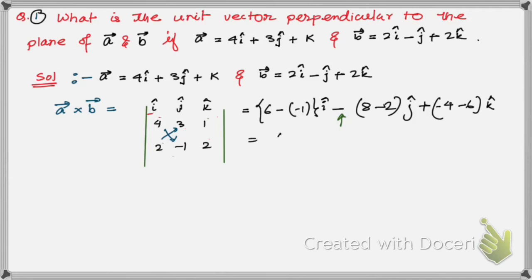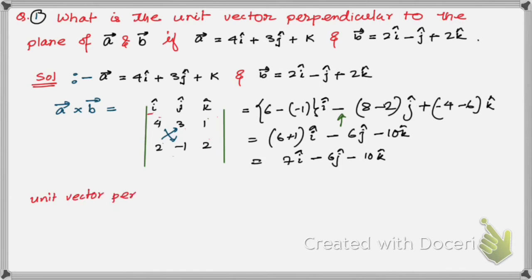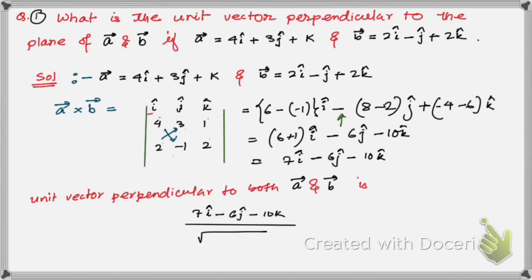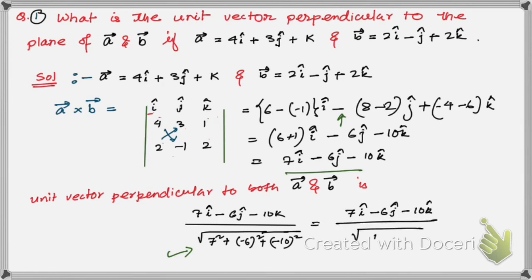Okay, so now if you evaluate this, you're going to get this. This is your resultant vector of a cross b. Now the unit vector perpendicular to both a and b, or the plane containing a and b, will be given by this resultant vector divided by its magnitude. If you find the magnitude of this vector, you're going to have this result. So this is your answer.